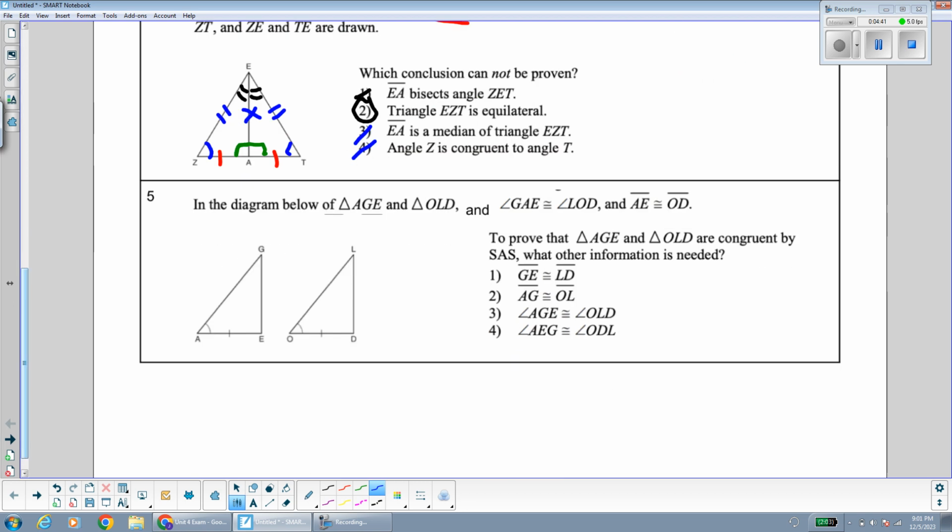Okay, so here we're given some information and we want to know which one is needed for SAS. So let's try them out. Answer choice 1, GE and LD. That's not SAS, that's ASS. Or if you read it backwards, SSA, which is the same thing. Invalid.